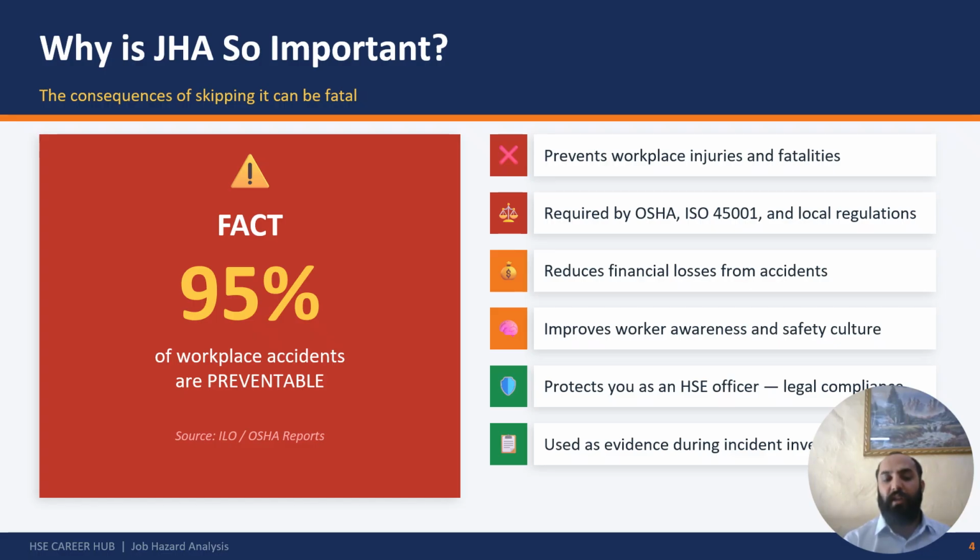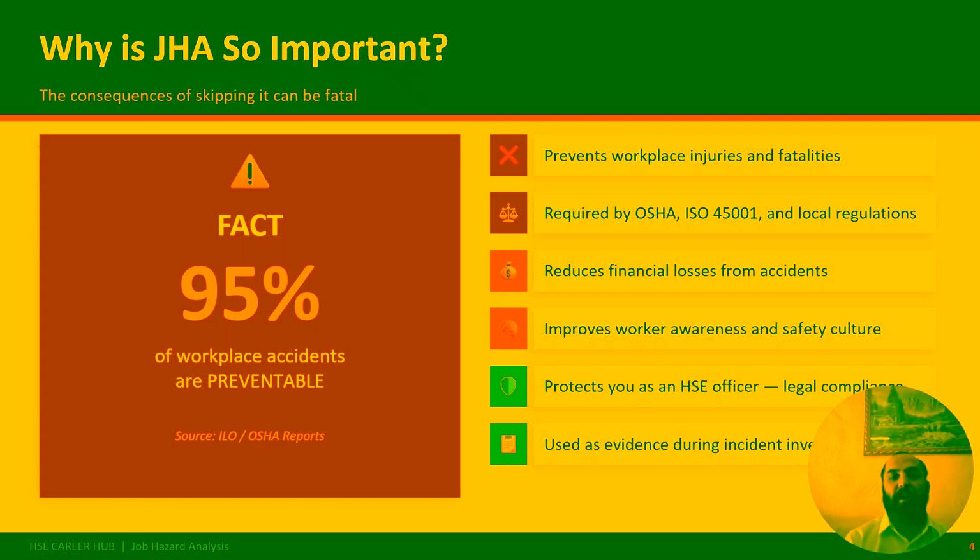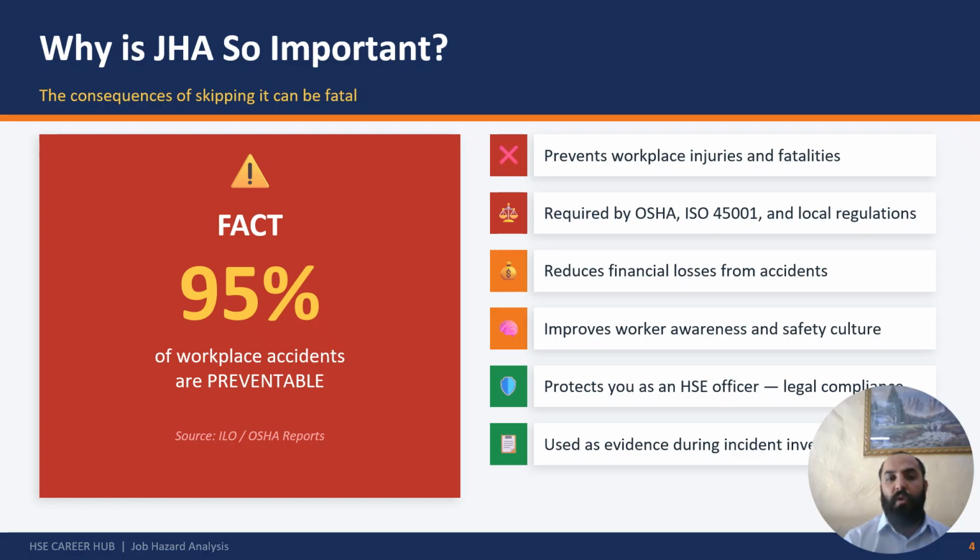Sit with that for a second, because behind every accident statistic, there is a real person. A father who did not come home, a mother who lost her hand, a young worker on his first week on the job who nobody gave a proper briefing to. That's why the JHA matters. Not because it's a form you have to fill, not because your manager told you to do it, but because it is the single most powerful tool you have to make sure your workers go home safe at the end of every shift.